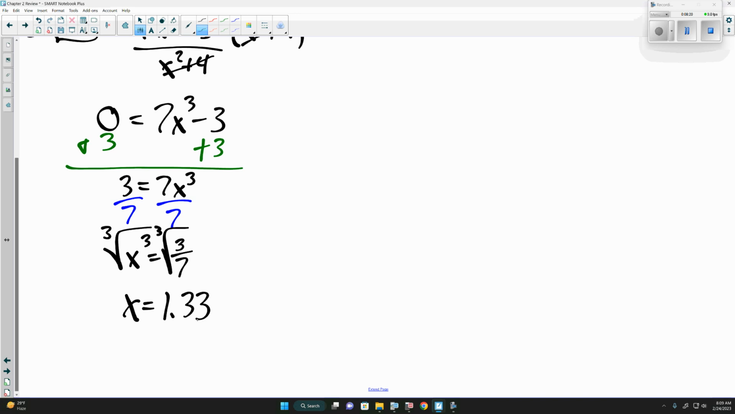Okay. Any questions on how we found the x value of the x-intercept, where it crosses the x-axis? So there's only going to be one specific value with cubed roots. Cubed roots are only going to be 1.